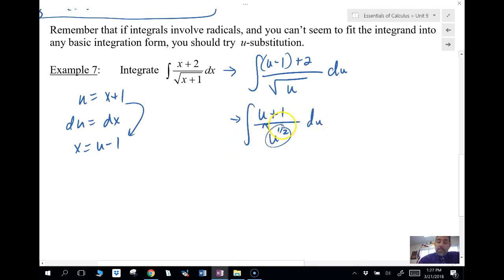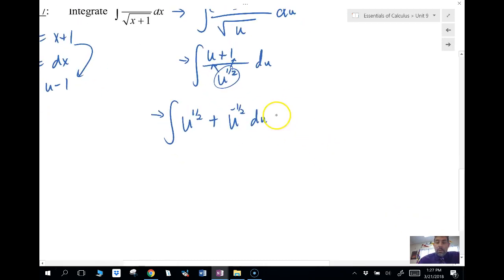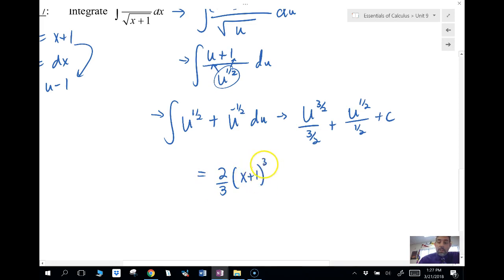And I have a monomial now, so I'm going to split that bad boy up. So I'm going to have u over u to the 1/2, which is going to end up being u to the 1/2, plus 1 over u to the 1/2, which is u to the negative 1/2, which is going to get me u to the 3/2 over 3/2, plus u to the 1/2 over 1/2, plus c. And then I make my substitution back. So u was x plus 1, 2 times x plus 1 to the 1/2 plus c.